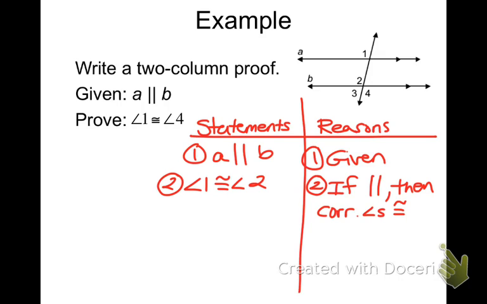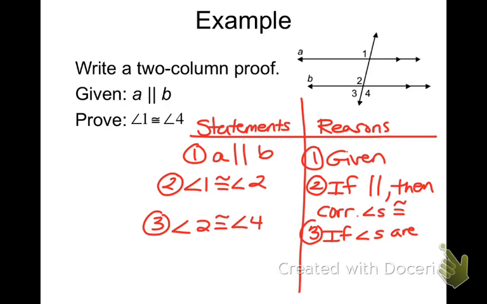What other set of angles do we have congruent? Is there another angle that 2 is congruent to? 4. Good. Why is 2 and 4 congruent? Because they're vertical. So let's put that in if-then form. So if angles are vertical, then congruent.